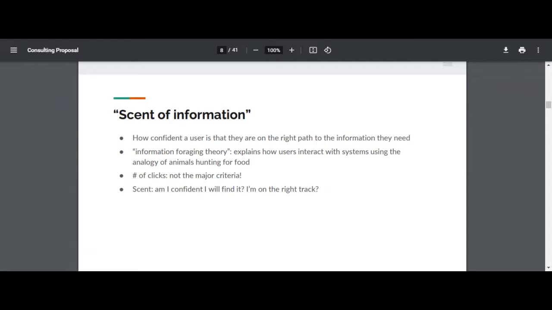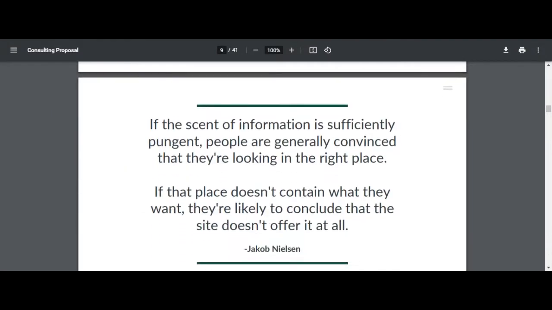And this is, as I said, the information foraging theory goes into more detail. It is, again, how do people find the information, and it talks a lot about animals hunting for food. The number of clicks is not the major criterion. And scent: am I confident I will find it? Am I confident that I'm actually on the right track as well?